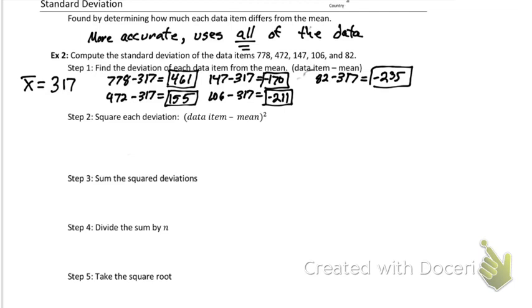Wouldn't that work, make them all positive? Would taking the absolute value make everything positive? Yes. So it'd be a good common sense thing to take the absolute value.